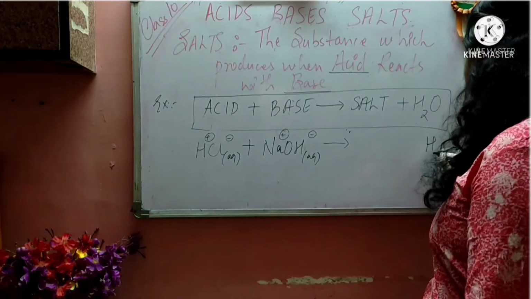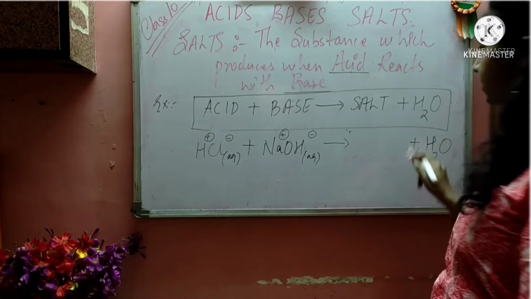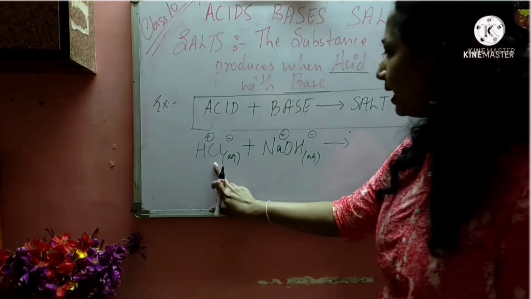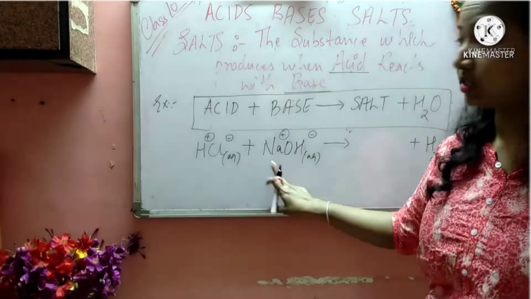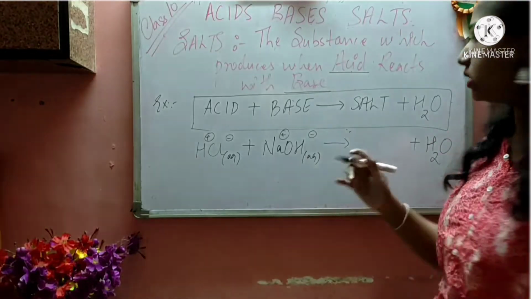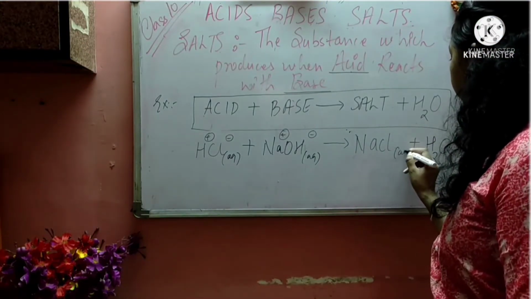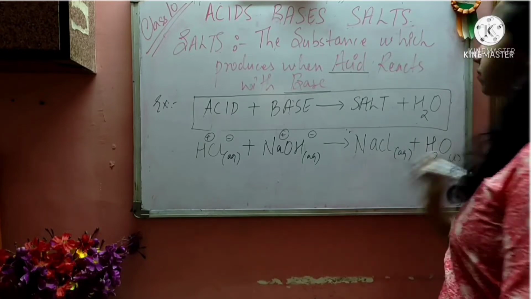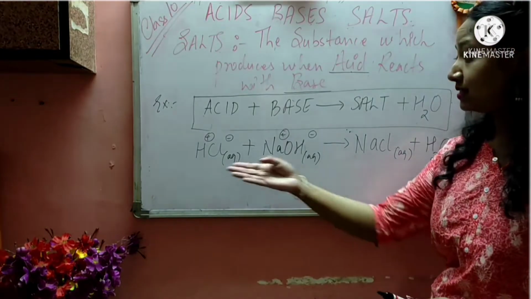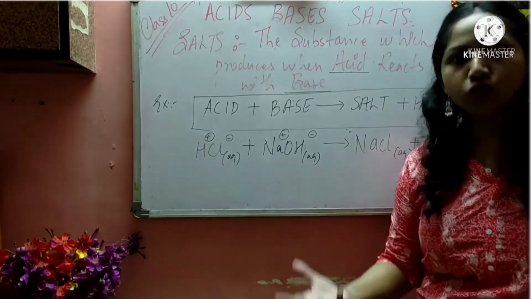So one of the things will be water. See, we got it here. The second thing is NaCl, where Na is positive and Cl is negative. That will combine, and here you are getting salt. So this is the reaction which shows how salt is produced.